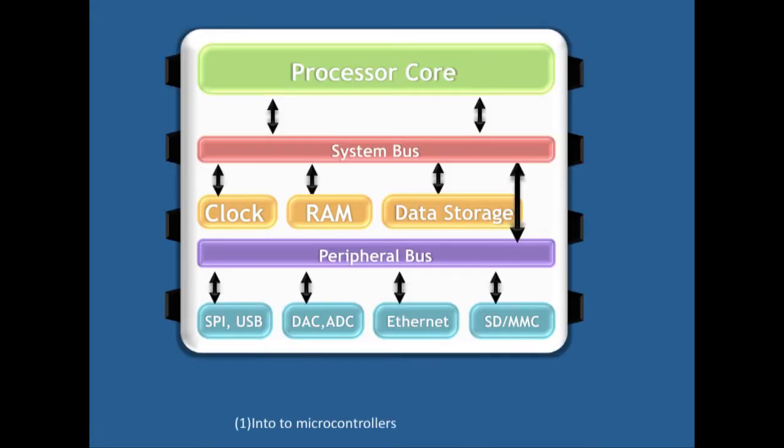So here we have a better view of what is inside the microcontroller. On the top there we have the processor core, or the CPU. In the middle we have the clock that keeps its timing, the RAM, and the data storage for whatever program might be running on the microcontroller. Then we have the peripheral bus, and that is for the I/O that you could connect to it, and you can hook up a number of different things to that.